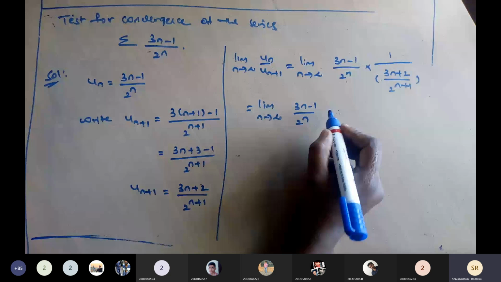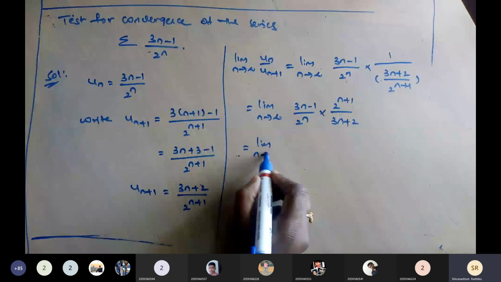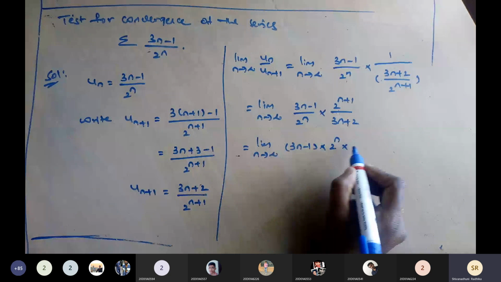Now again I am going to write limit n tends to infinity of (3n minus 1) into 2 to the power of n plus 1, which can be written as 2 to the power of n into 2 to the power of 1, divided by (3n plus 2) into 2 to the power of n. It is clear, all of you? The 2 to the power of n get cancelled.